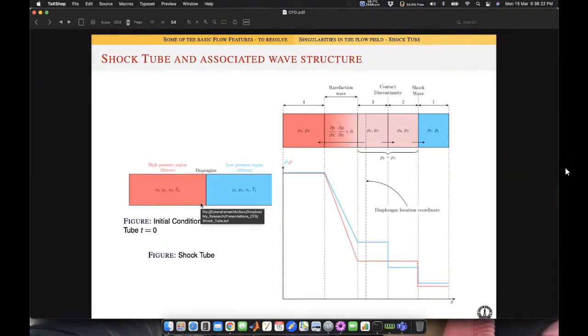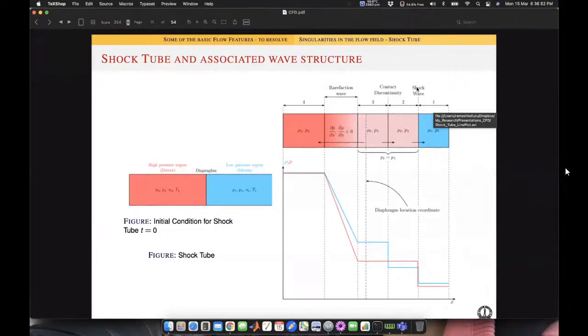So this is what happens. On the right hand side, you have a wave called a shock wave that travels from left to right. A shock wave is a compression wave, a wave which compresses the fluid ahead of it. All the properties across the shock wave show discontinuities, and we'll see that in a moment.